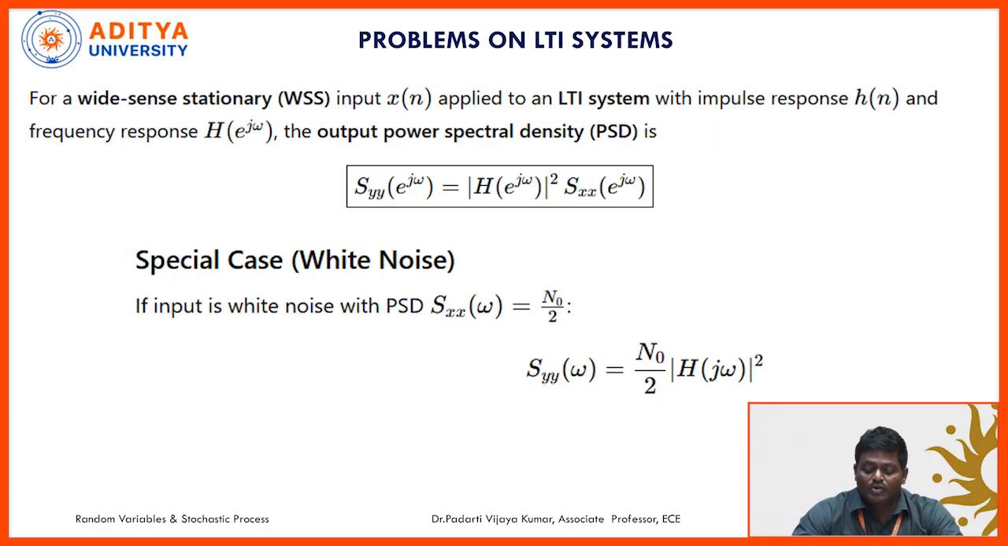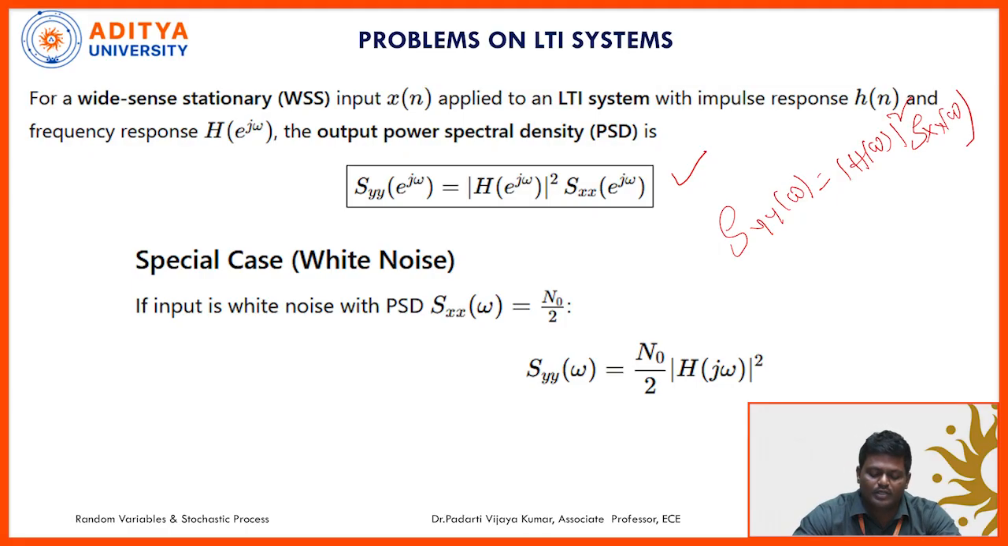And also, there is one familiar relation which we quite often use in the problems. The output power spectral density is equal to the absolute value of the transfer function whole square into the input power spectral density. So, SYY of omega is equal to absolute value of h of omega whole square into SXX of omega. So, let us say the input power spectral density is N naught by 2. So, the output power spectral density will be N naught by 2 into absolute value of h of omega whole square. So, a very useful relation in solving the problems along with the transfer function.